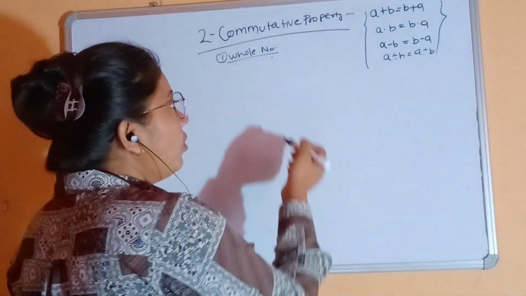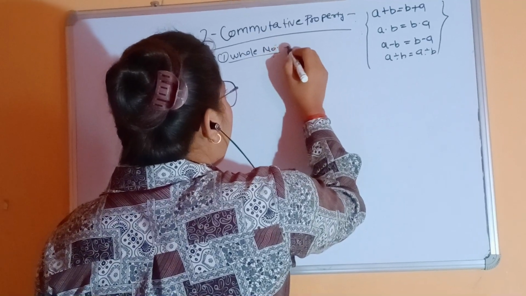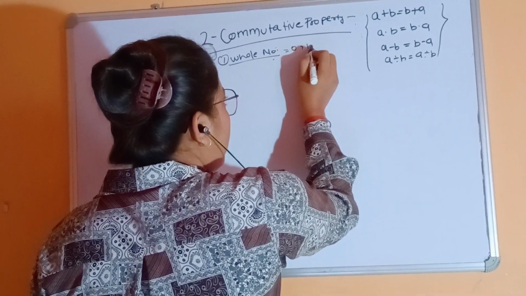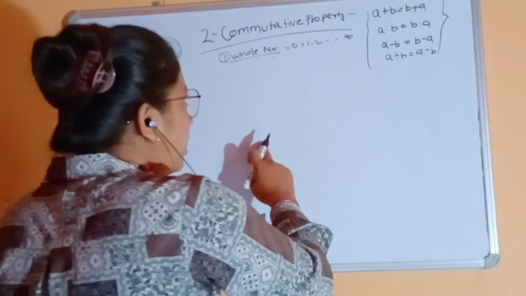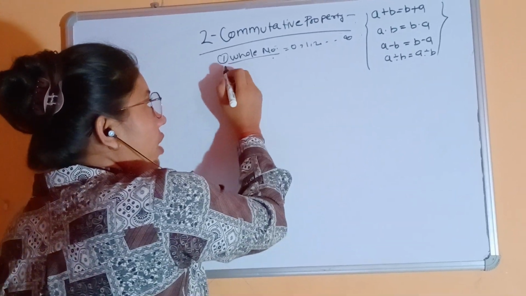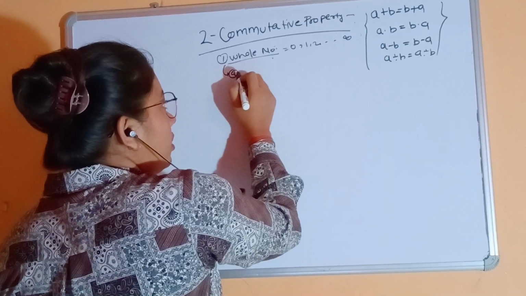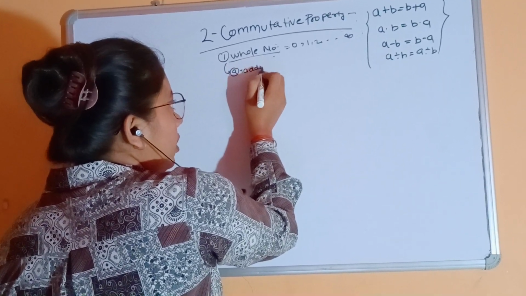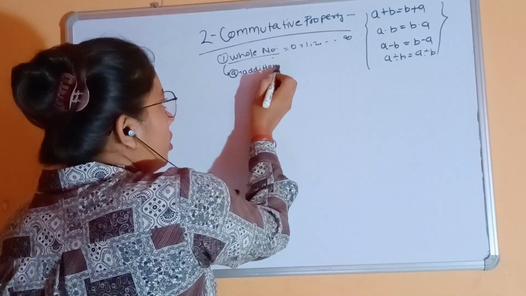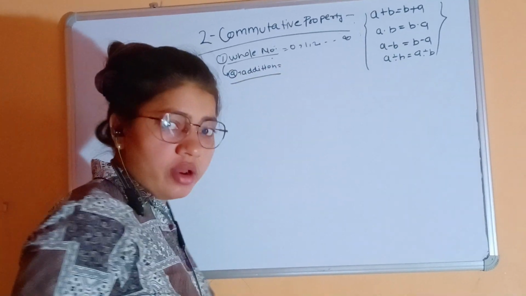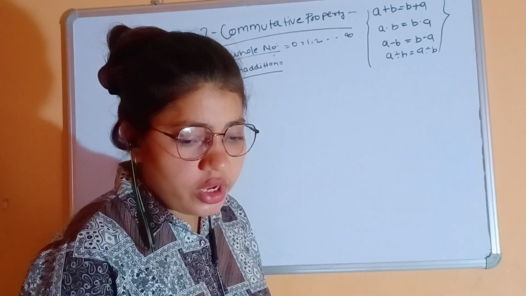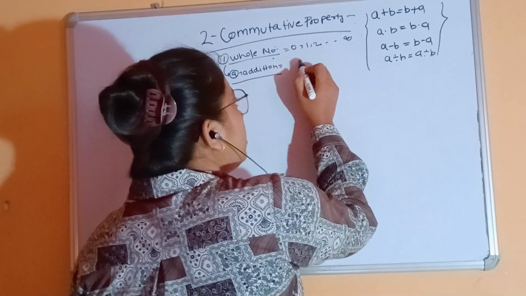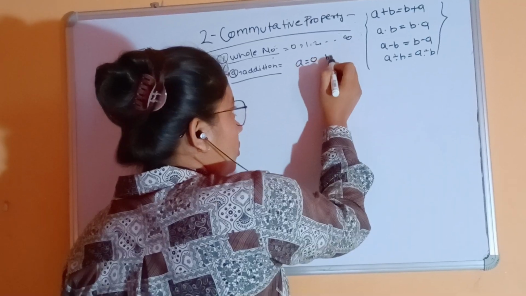In the first video we saw that whole numbers are 0, 1, 2, dot dot dot, infinity. Now we follow the operation addition in whole numbers. So here first we discuss addition in whole numbers. We discuss examples from your book, like a is equal to 0 and b is equal to 7.